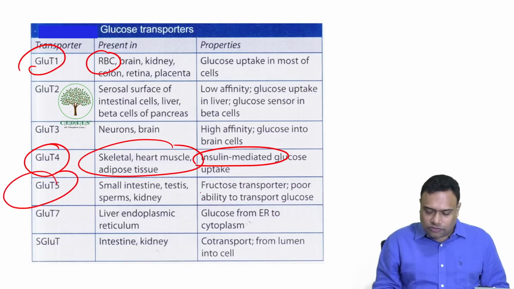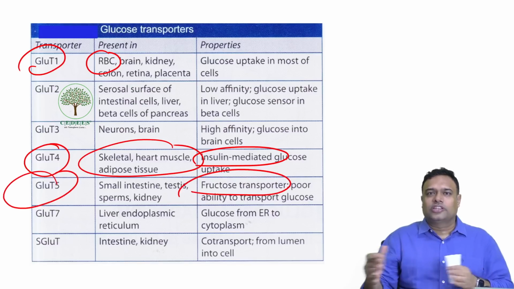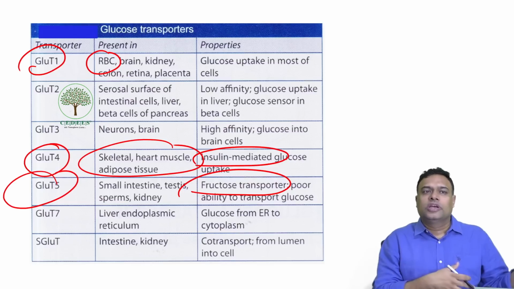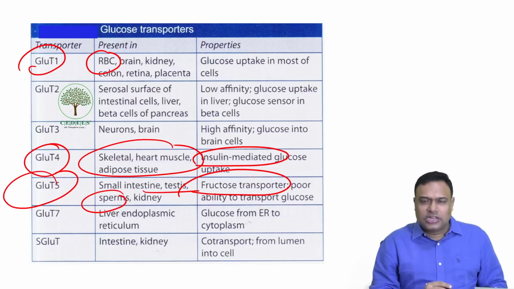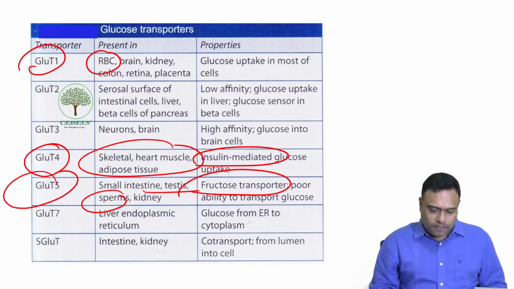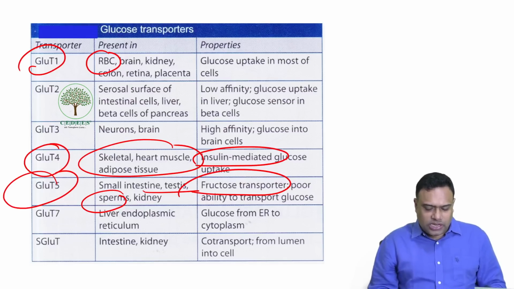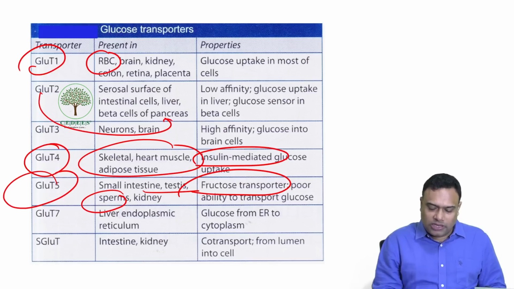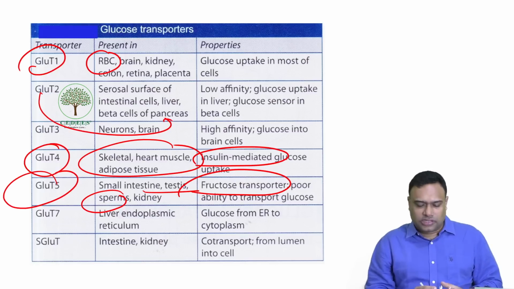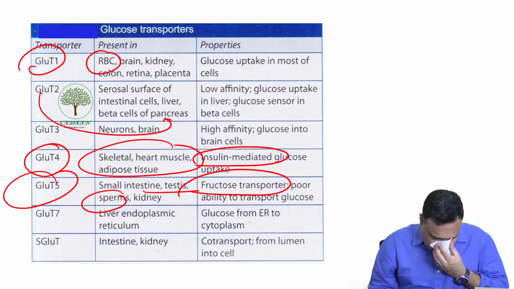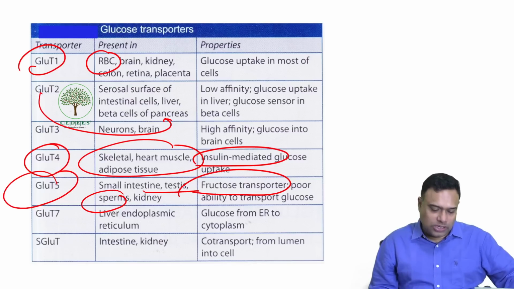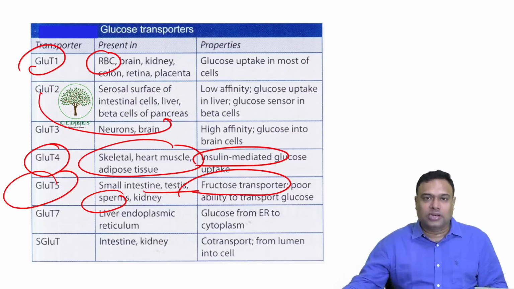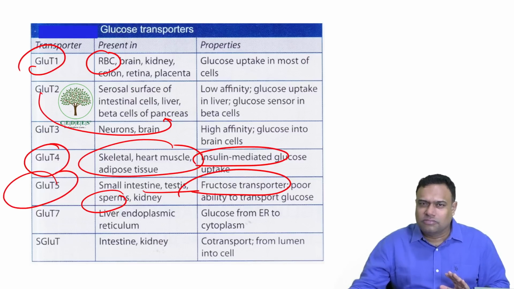GLUT 5 is important as a fructose transporter, so in the sperms, in the small intestine, in the testis, it is GLUT 5 which is more important. GLUT 3 is your neurons and brain. GLUT 2 was asked for the medical students. The beta cells of pancreas was asked once for the exams. So you have the various forms of GLUT 1, GLUT 2, GLUT 3, GLUT 4, and GLUT 5. So GLUT 4 being most important.